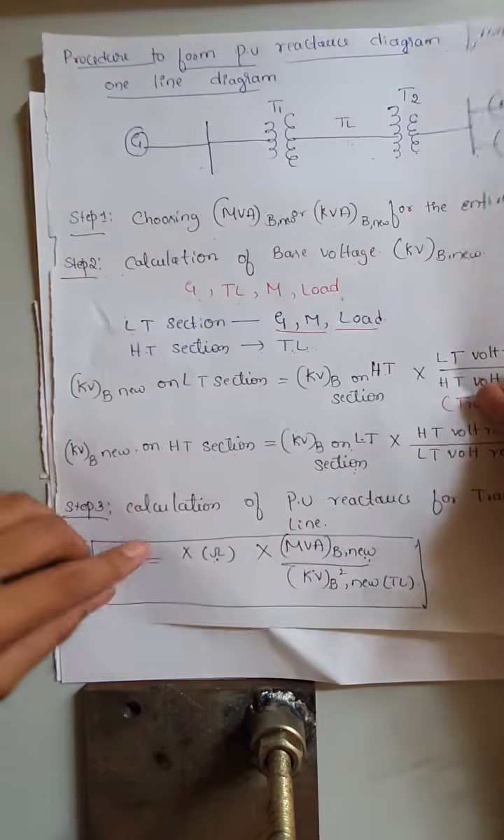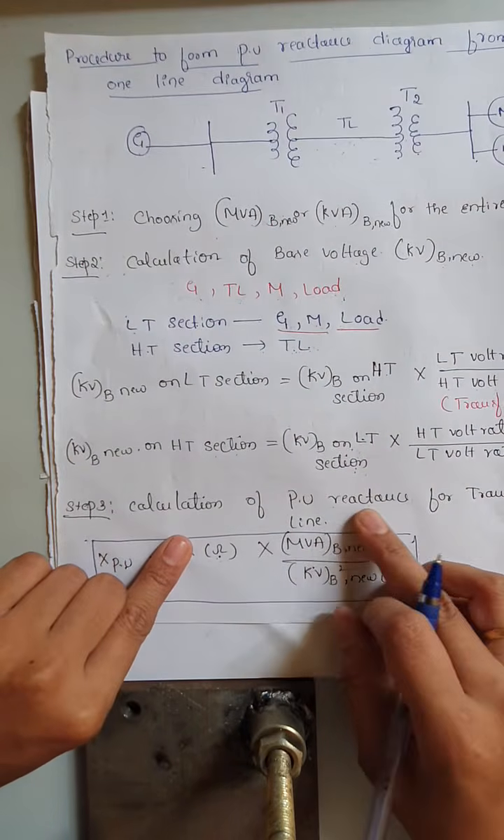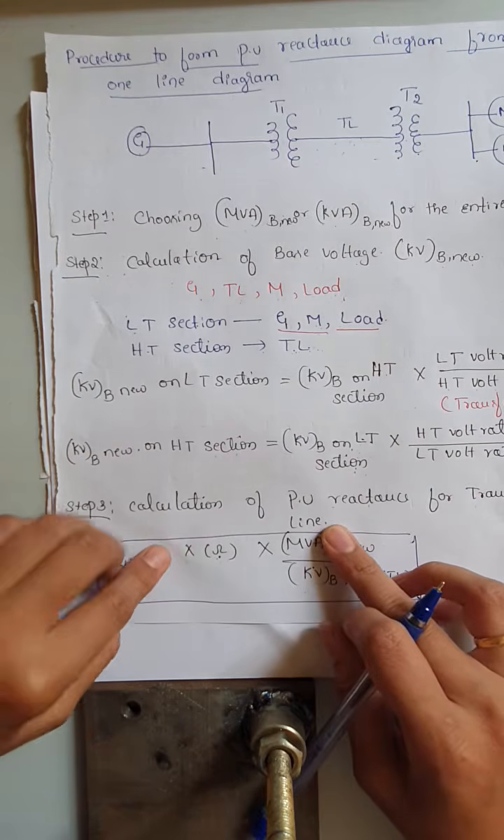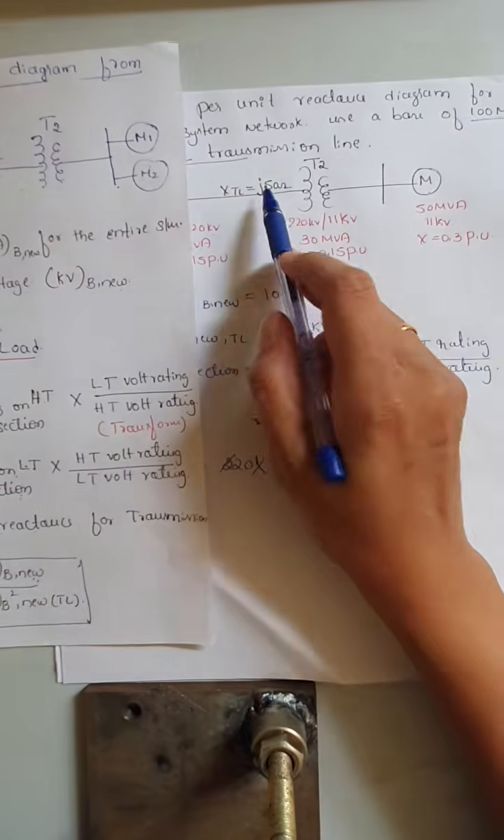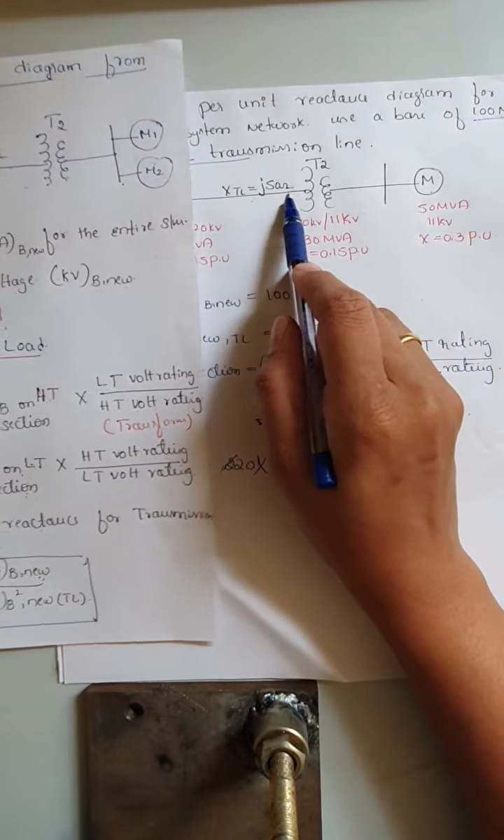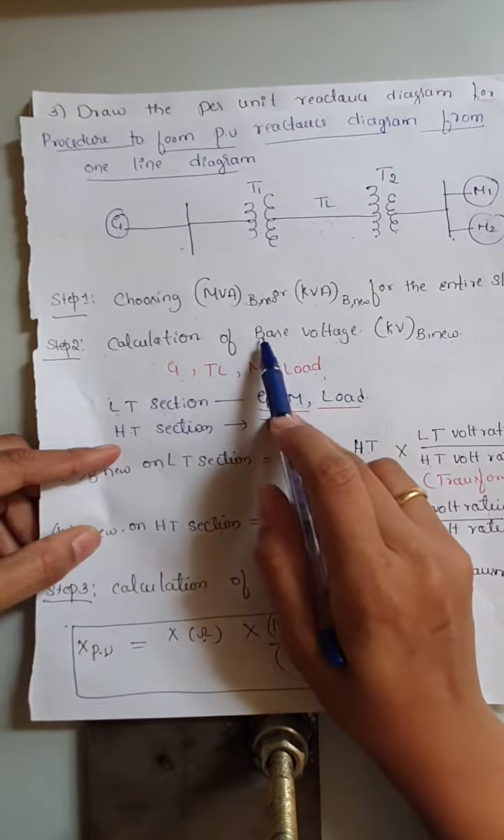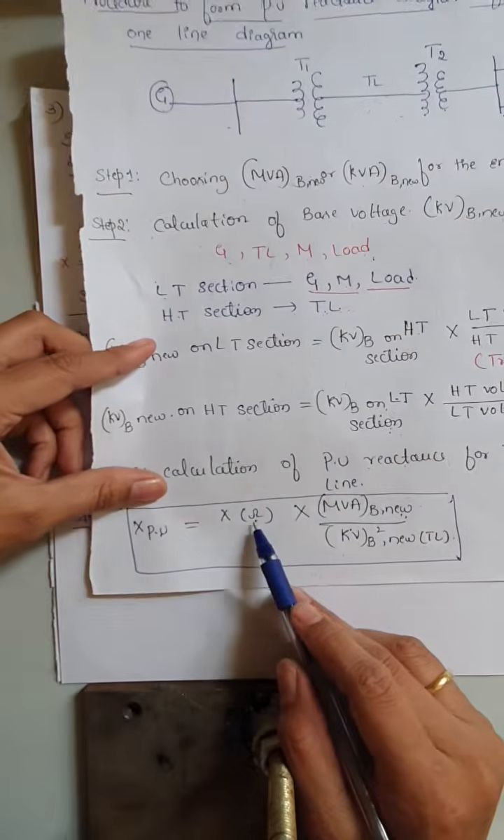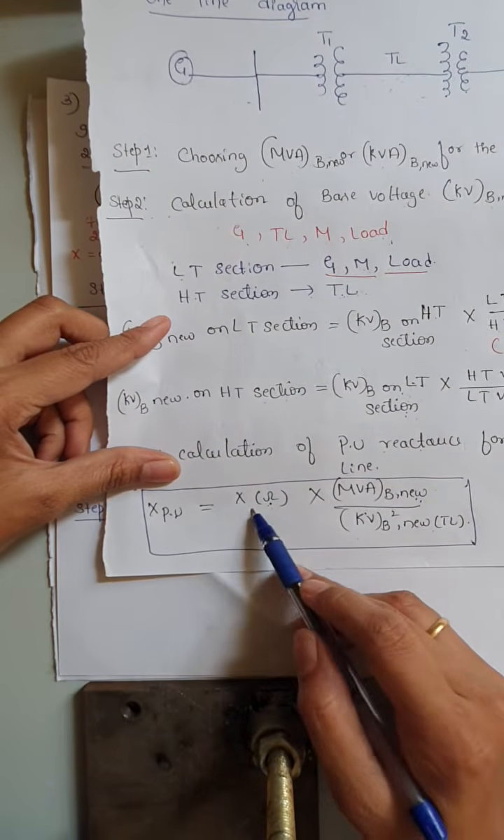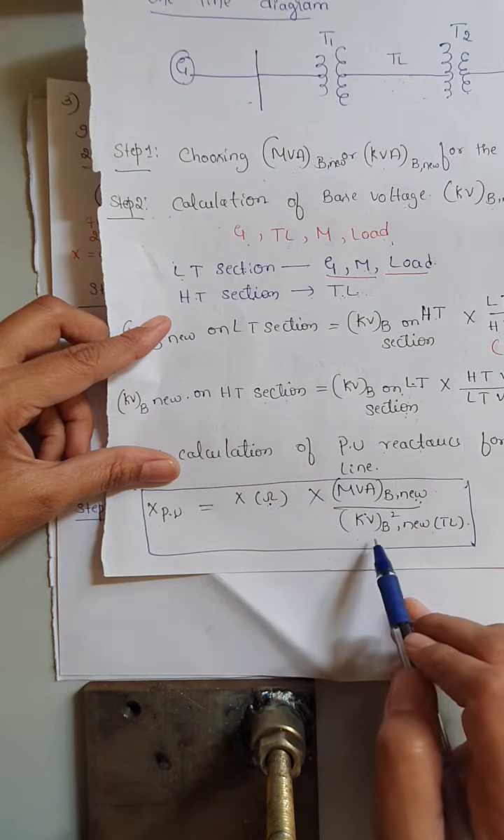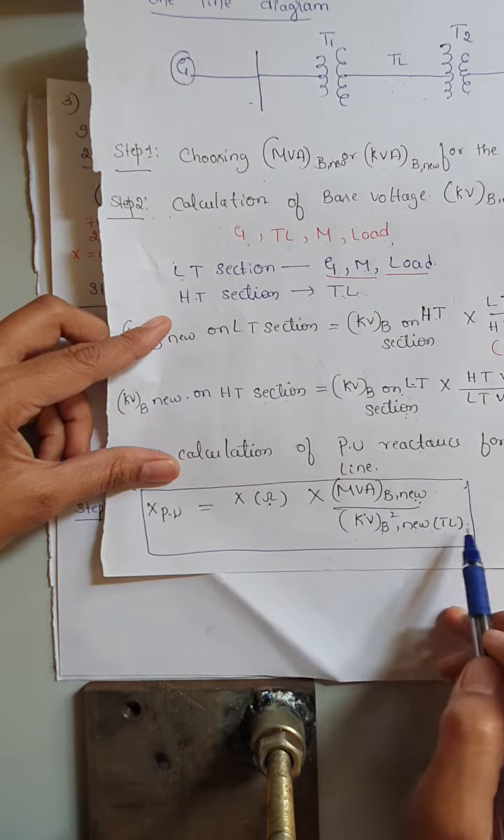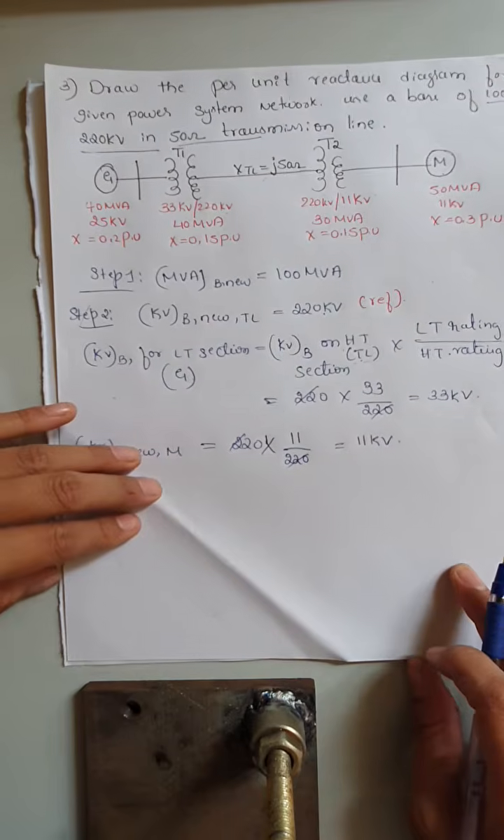So now observe, the third step is the calculation of per unit reactance for the transmission line. Here you know that the transmission line value is given in ohms. So this ohmic value you need to convert into per unit. So how do you convert? Using this formula: X per unit will be equal to X in ohm multiplied by MVA base new divided by kilovolt base square new of the transmission line. So I'll write this formula now.